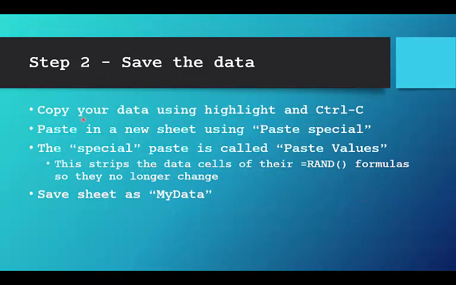Step 2 is saving the data. We've already done that. We copied the data with a highlight and a control C, or you can right click and hit copy. Then we did the paste special. That special paste was called the paste values form of that. There are lots of different things you can do as you paste, so it isn't always the case that the pasted results have to look exactly like the original. There can be some transition. The one we did here was to take away the formulas, strip off those random formulas so that they're no longer in play, and we saved the sheet, calling it My Data.